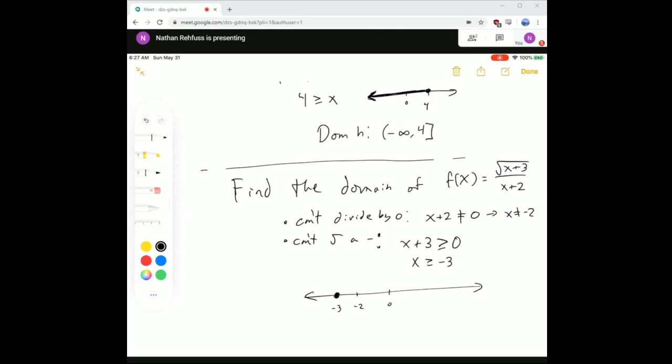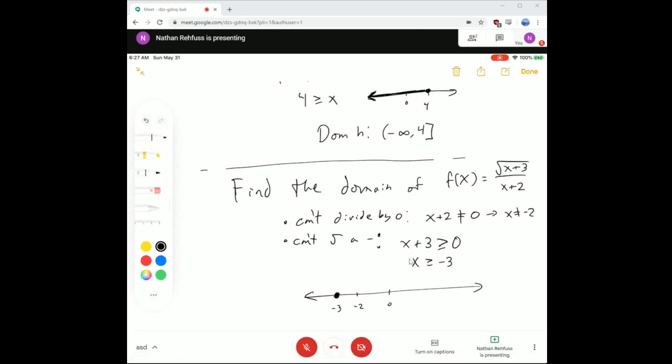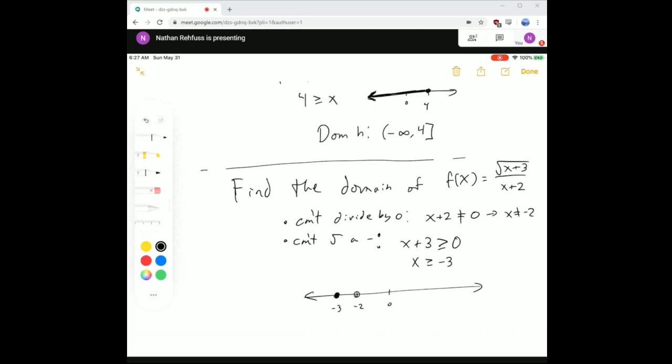But now, it should be any number bigger than negative 3, but there's one exception. If I plug in a negative 2, I'm going to be dividing by 0. So I have to cut that one out, put a circle there, like so. Then any other number that's bigger than negative 3 is just fine. So I'll shade in all the numbers to infinity.